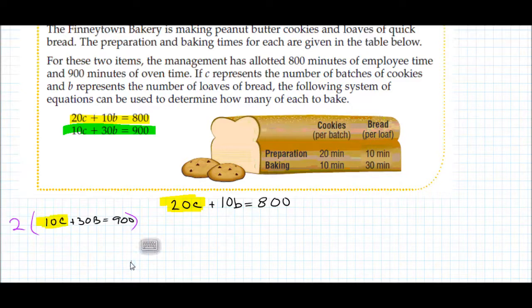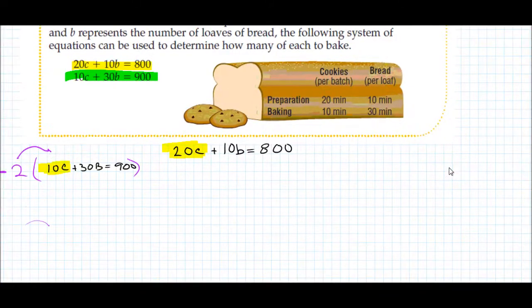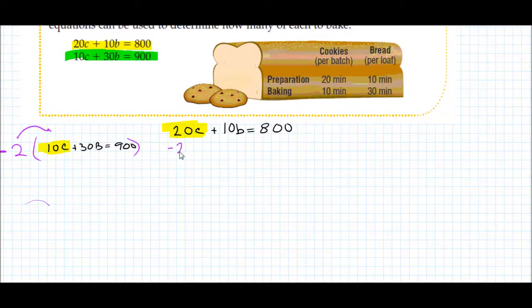And remember, for properties of equality, whatever I do to one side of the equation or one part of the equation, I have to do to all parts of the equation. So let's take that bottom equation and multiply it by 2 across the board. Let's make it a negative 2, just so we can save a step. Negative 2 times 10 is negative 20C. Negative 2 times 30B is negative 60B. And negative 2 times 900 is negative 1800.